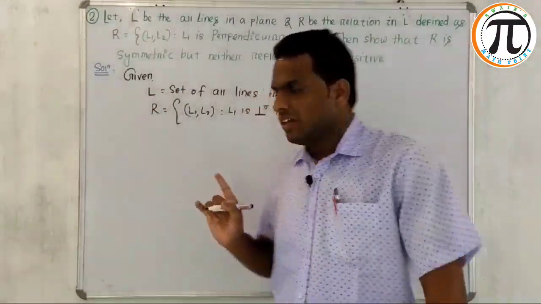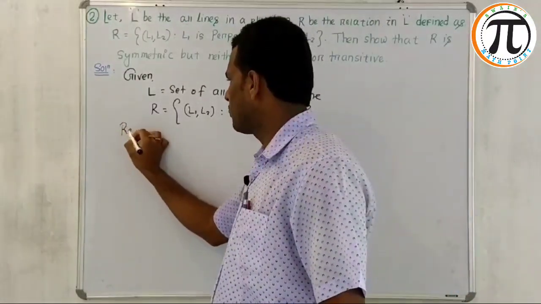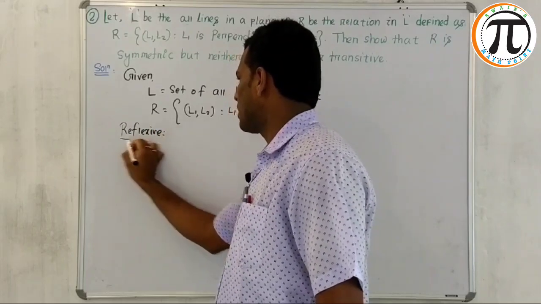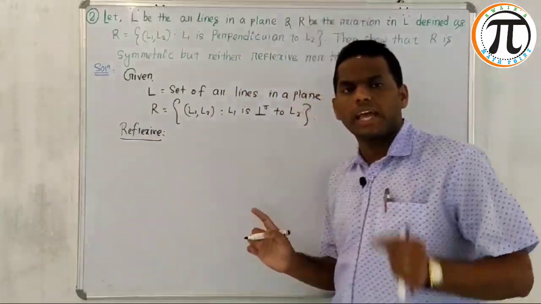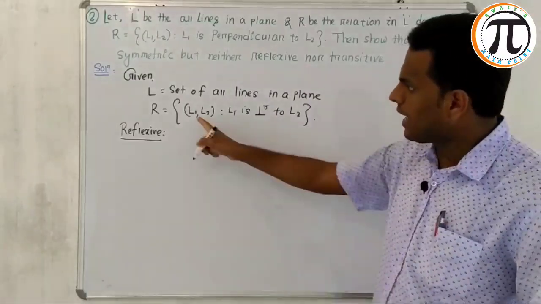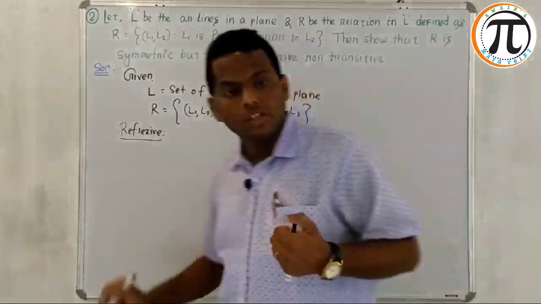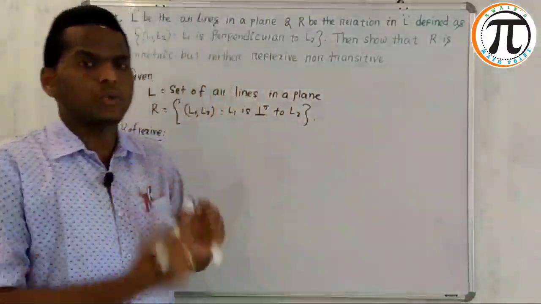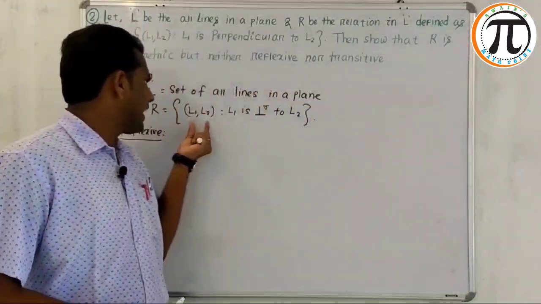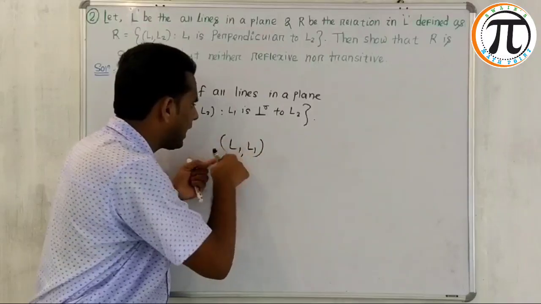This is given. So look, first thing we will check reflexive. According to the definition of reflexive, (A, A) belongs to R. So here A is what? L1, this is also L1. So first we'll take (L1, L1), (L2, L2), (L3, L3). That is the concept of reflexive.